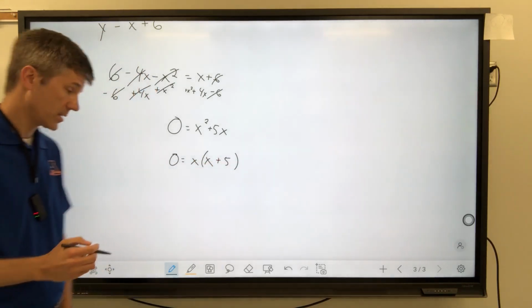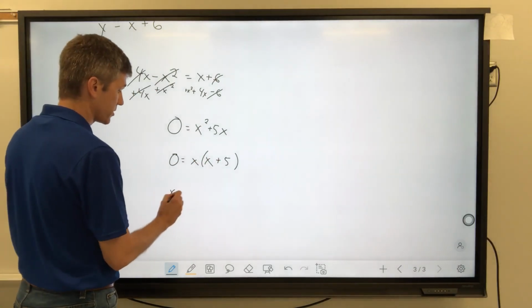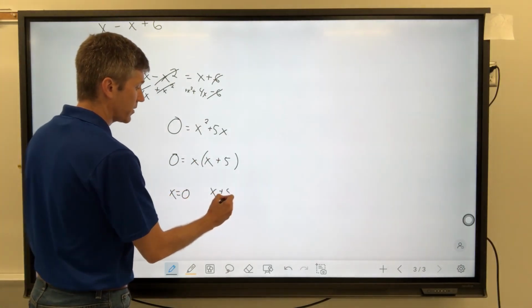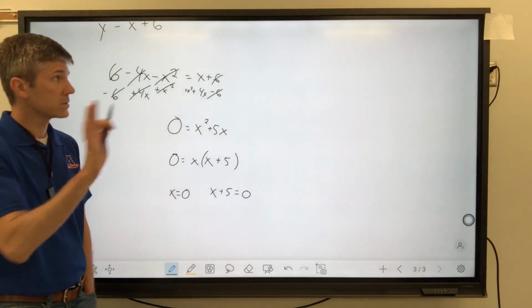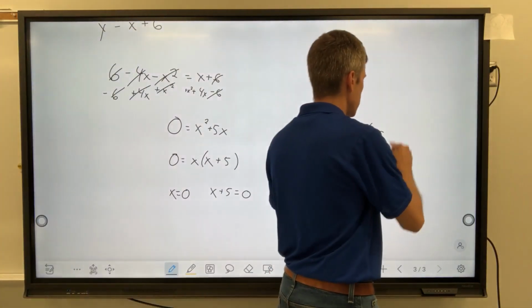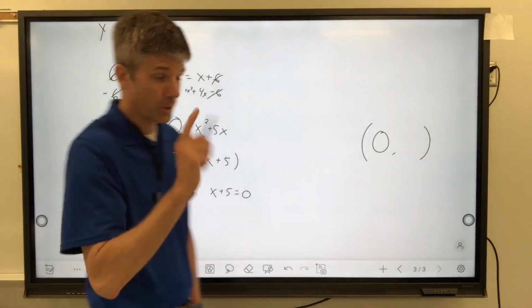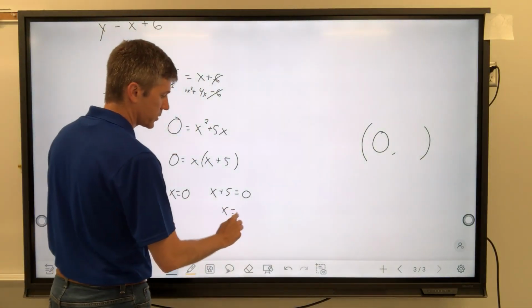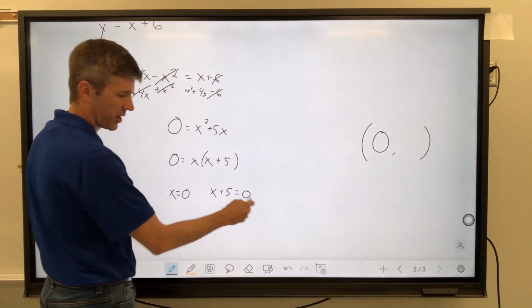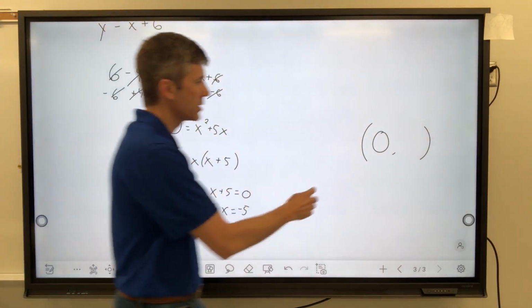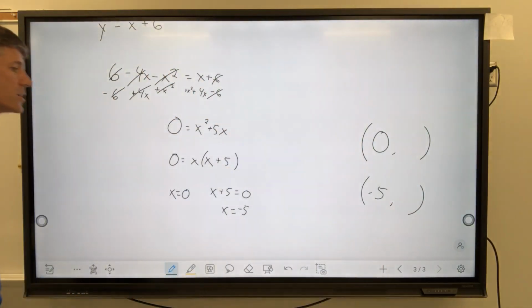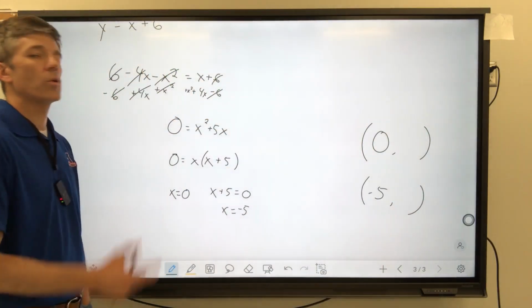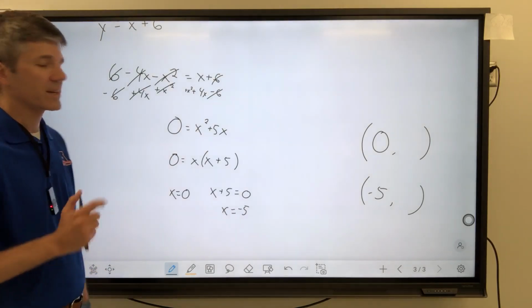That means that either x equals 0 or x plus 5 equals 0, which means that either x equals 0, pause, final answer, 0 comma something, or x equals negative 5, because I could subtract 5 from both sides, 0 minus 5, okay? So negative 5, there's that. Okay, fantastic. So we have two answers, and I know one of them is at 0 comma something, the other one's at negative 5 comma something.